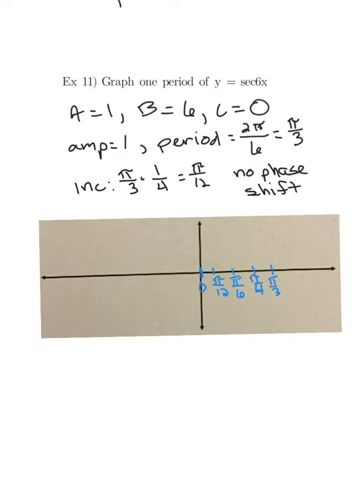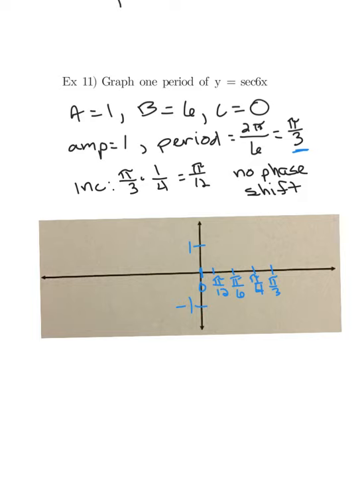How long did it take us to get through all these labels? Pi over 3. What was our period supposed to be? Pi over 3. So we're good there. Amplitude is 1. So we're going to have 1 and -1 on the vertical axis. Now let's think about what function this is. This is a secant, which is the reciprocal of cosine.